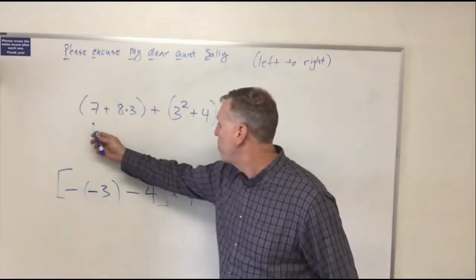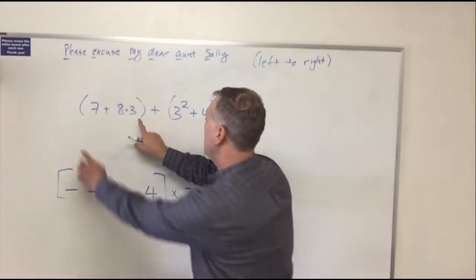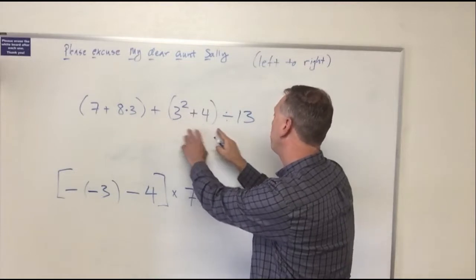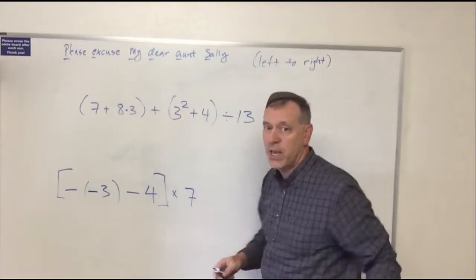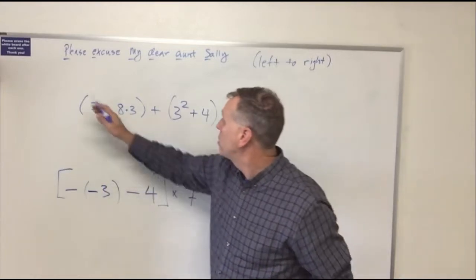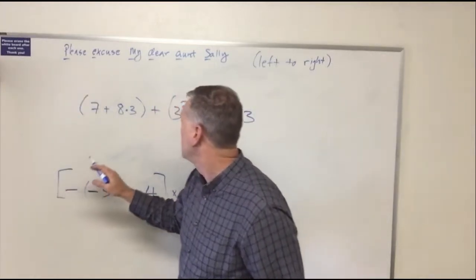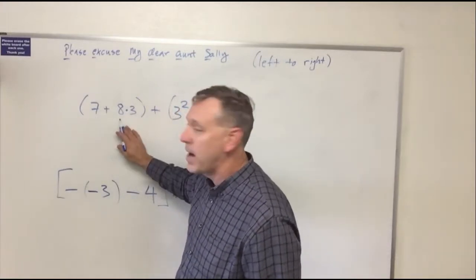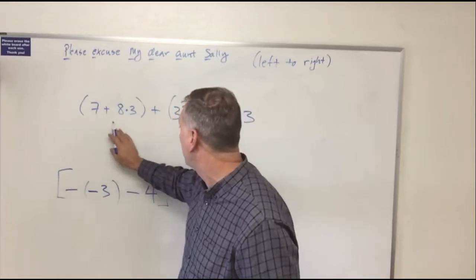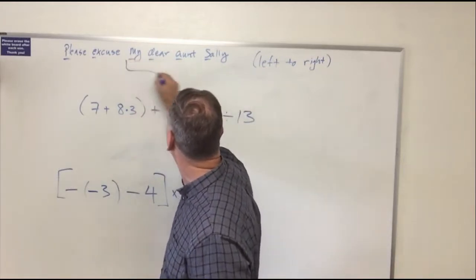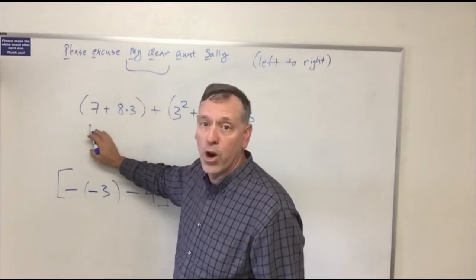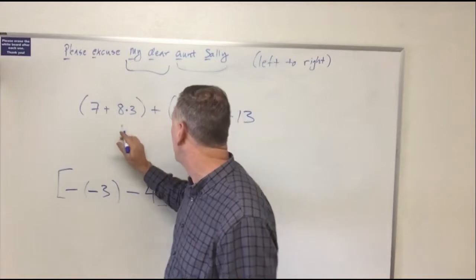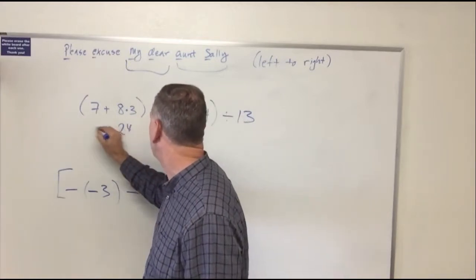And so I give you an example here of 7 plus 8 times 3, all within a parentheses, plus 3 squared plus 4 in a parentheses divided by 13. So the way this would work is we start within the parentheses, and then inside the parentheses we follow the rest of the order. In this case, we wouldn't add 7 and 8 first, even though that is left to right, because multiply and divide happen before you add and subtract. So in this case, we do 8 times 3, 24 plus 7.